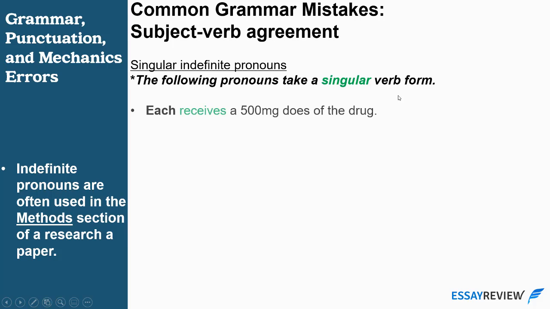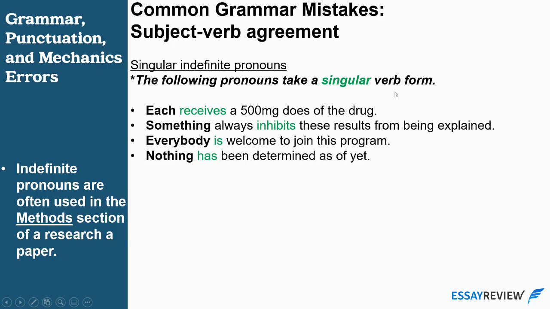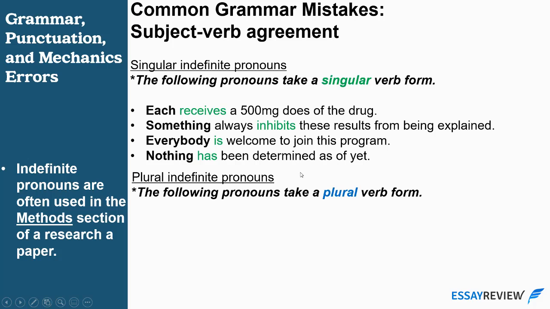The following pronouns take a singular verb form. I would say these, just memorize. We can't go through and do examples, but "each receives a 500 milligram," this should be dose, needs to be edited as well. "Something always inhibits these results." "Everybody is welcome." "Nothing has been determined." The following pronouns take the plural verb form.